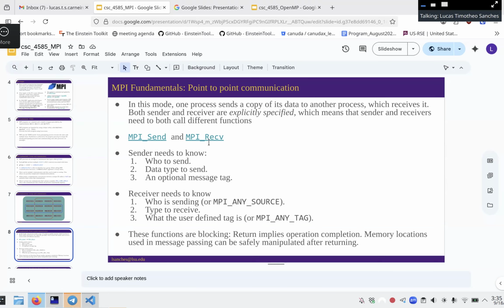Because this implies a synchronization. I send a message, the other process receives a message, and it's guaranteed, if these functions return, that the buffers are filled with data and we can proceed. All right? Do you have any questions so far? Okay.